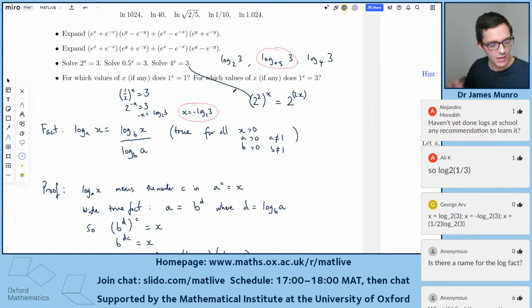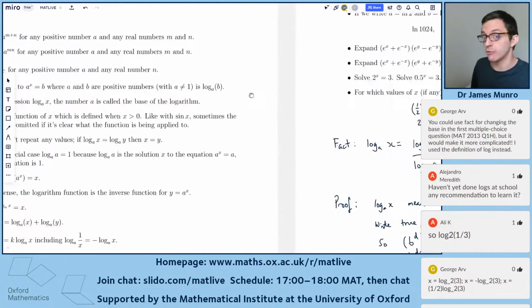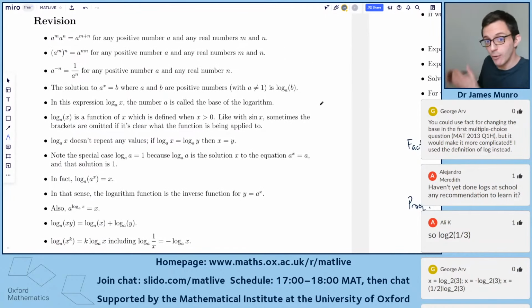Alejandro says, if you haven't done logs at school, any recommendations to learn it? I recommend learning logarithms with a teacher, rather than off the internet, because learning things off the internet is pretty tricky. If you want to learn logarithms off the internet, then why not download this worksheet and have a look at these facts. I've tried my best to explain what logarithms are. The stuff you've seen so far in the first 20 minutes of this live stream is kind of it.